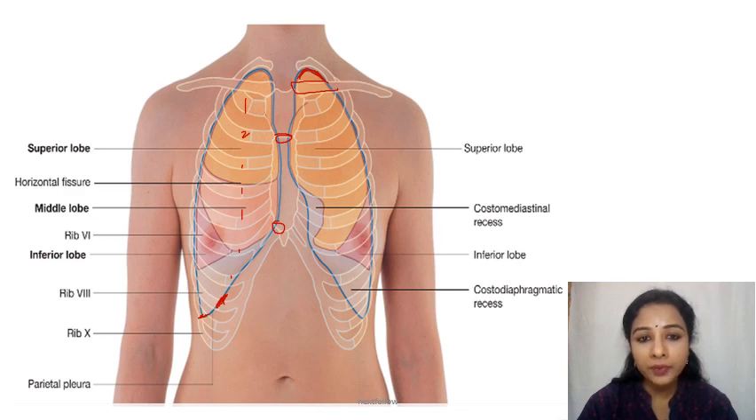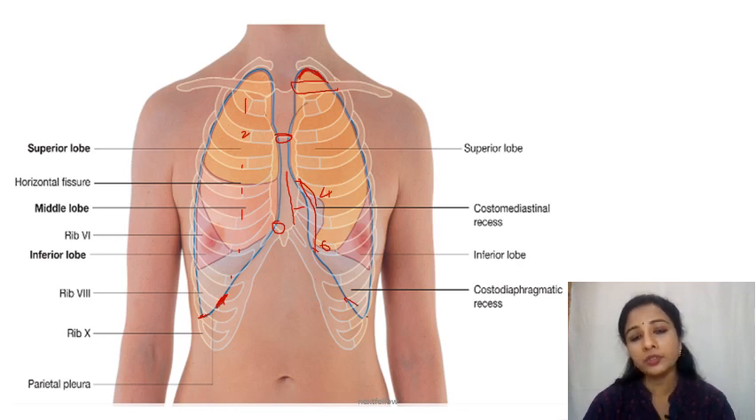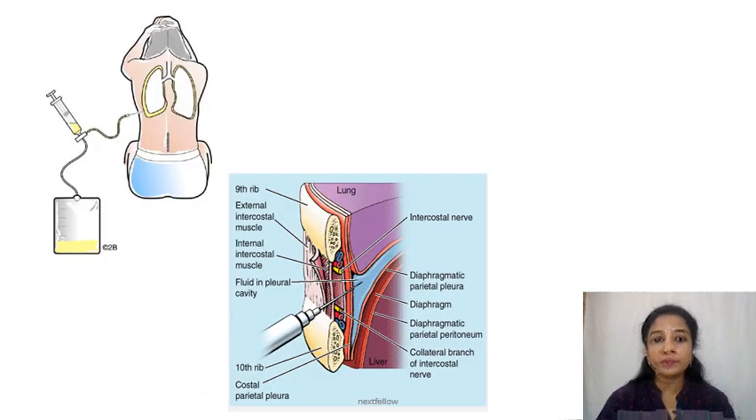And here on the left side, the cardiac notch is present 3 centimeters away from the midline. That is from the 4th rib to the 6th rib. And the reflection is from the 6th rib to the 8th rib again, then 10th, and posteriorly to the 12th. So this reflection is very important from the exam point of view.